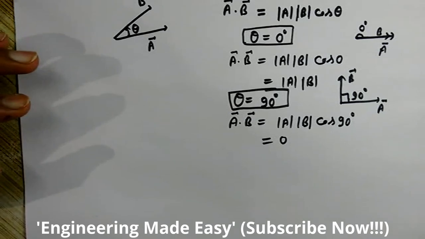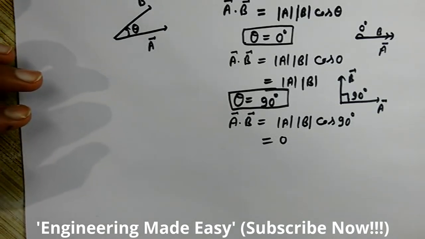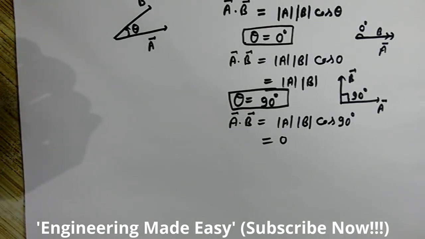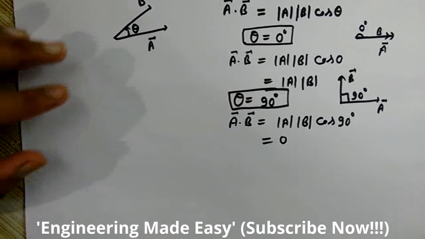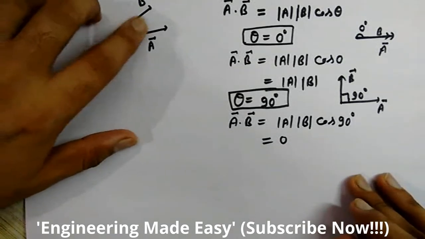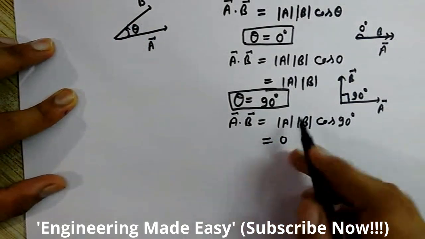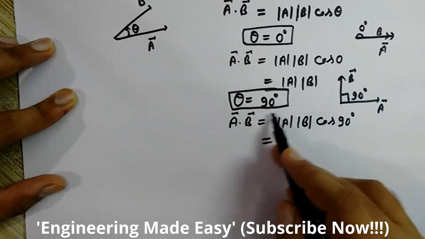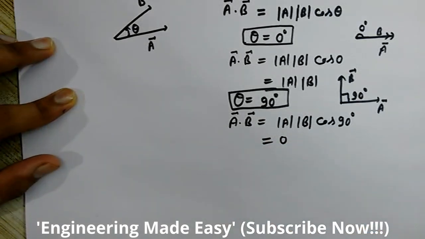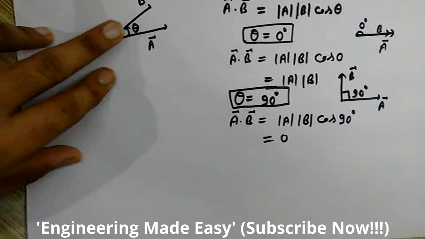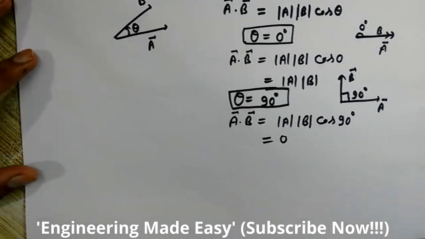So you have seen here that it is also possible for the dot product of two non-zero vectors to be 0. Here these are two non-zero vectors, but we are still getting 0 as the dot product, since the angle between them is 90 degrees. So keep it in mind that we can even get 0 as a dot product if the vectors are non-zero.